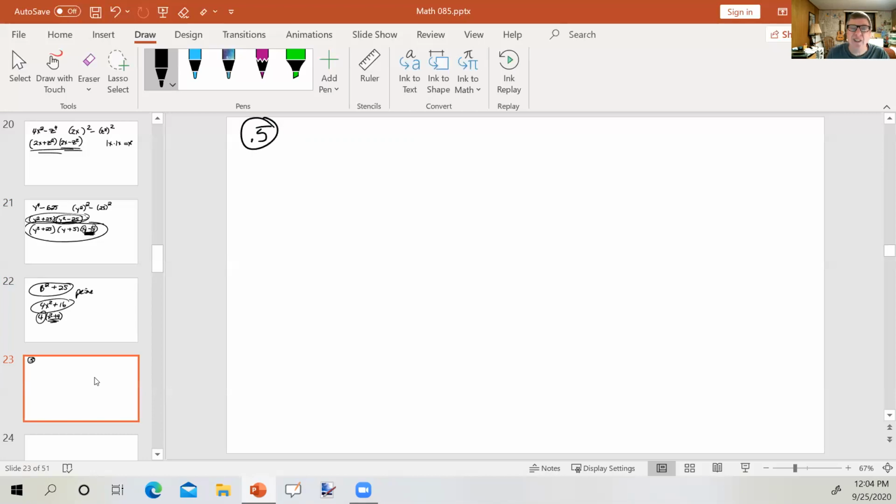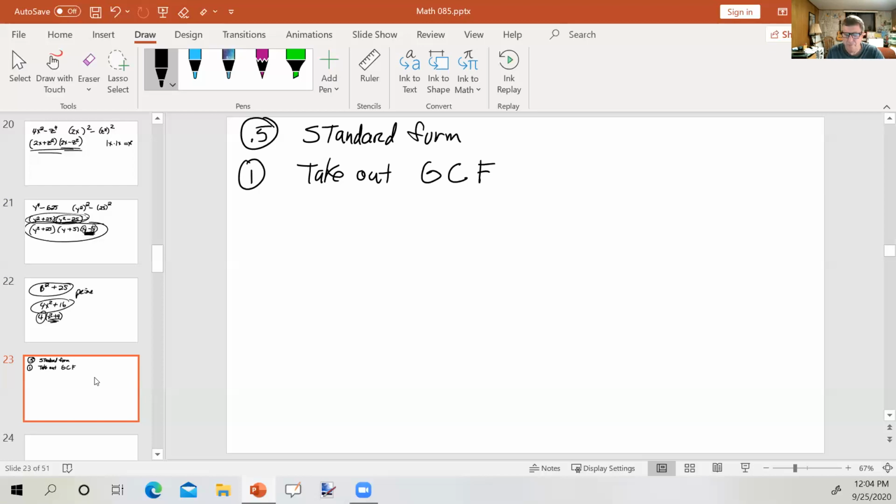Item number 0.5. I know that's kind of a strange way to start a list. I will explain. I'm going to say standard form. Item number 1. Take out greatest common factor. Item number 2.